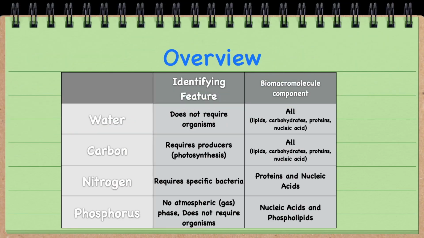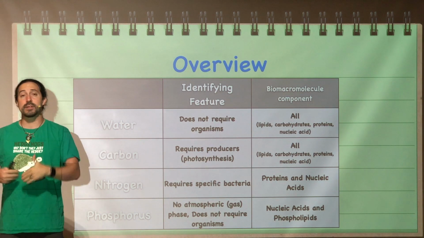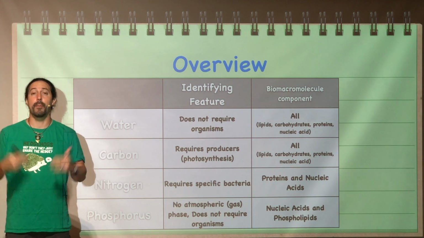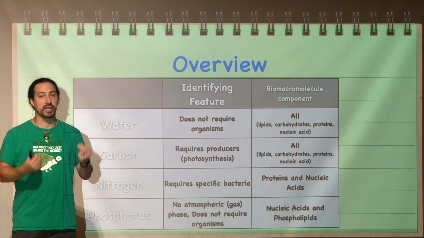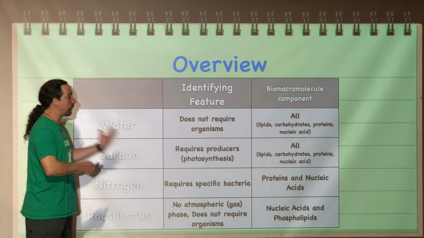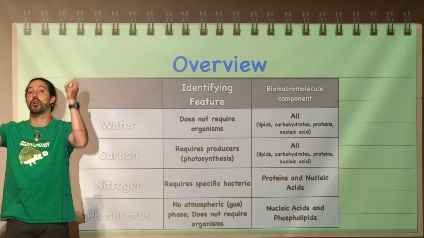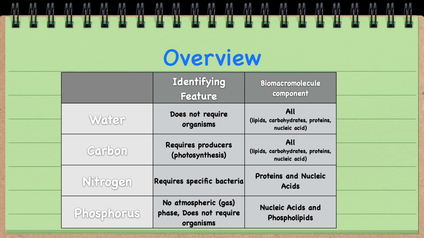So when we're looking at all of these, water, remember that it didn't require any organisms for the water cycle to actually occur. Now, organisms can be involved in the water cycle, but they are not required for the water cycle to occur. The carbon cycle, it required producers. If you didn't have producers to take that carbon from the atmosphere, then you would not be able to actually have the carbon cycle. So producers are required for the carbon cycle to occur.